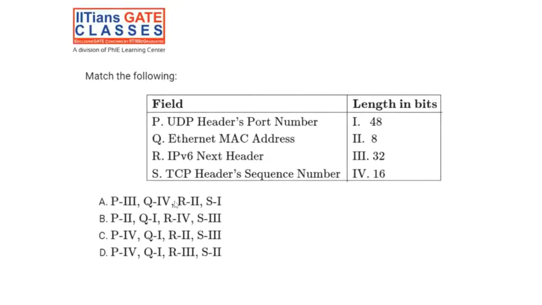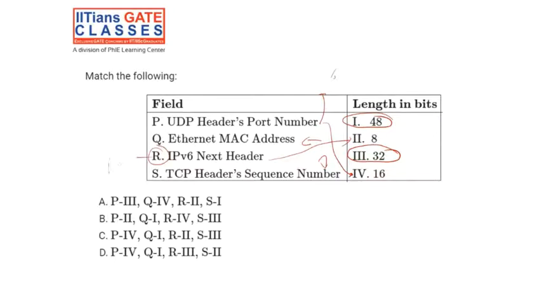Okay, now there is some confusion between B and C. Let's see. Your TCP header sequence number is 32-bit, you know that part, right? And your Ethernet MAC address is 48-bit, right? And your UDP header port number is 16-bit, you know that, right? 16-bit. And IPv6 next header, which is 8-bit. Yeah, that is a new thing for you.